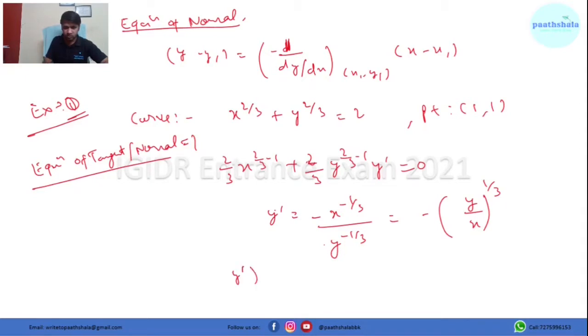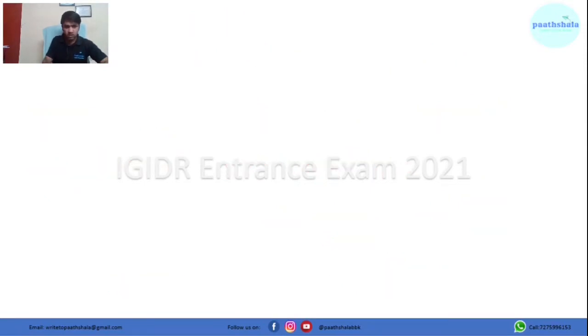At (1, 1), this comes out to be minus 1 upon 1, the whole power 1 by 3, so this comes out to be minus 1. This is nothing but the slope of tangent. Now the slope of normal is 1 upon y dash at (1, 1), which is minus 1 upon minus 1, so it cancels out and comes out to be 1.